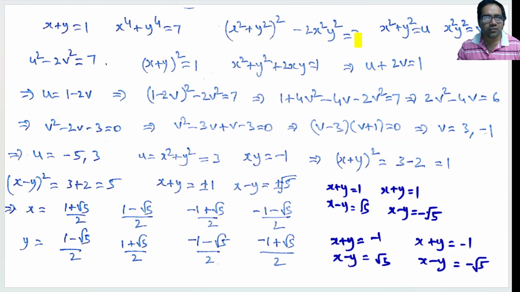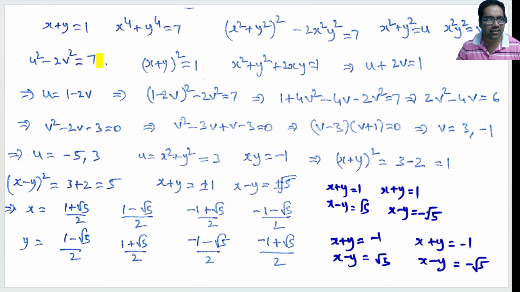Now let us assume x square plus y square as u and xy as v. So x square y square will become v square. Just for simplicity, because it will be a little easier to substitute; otherwise it will look very cumbersome. x square plus y square is u, so this is u square. u square minus 2v square equals 7.